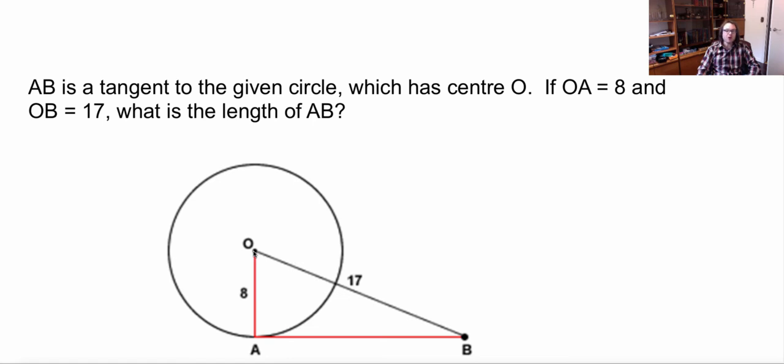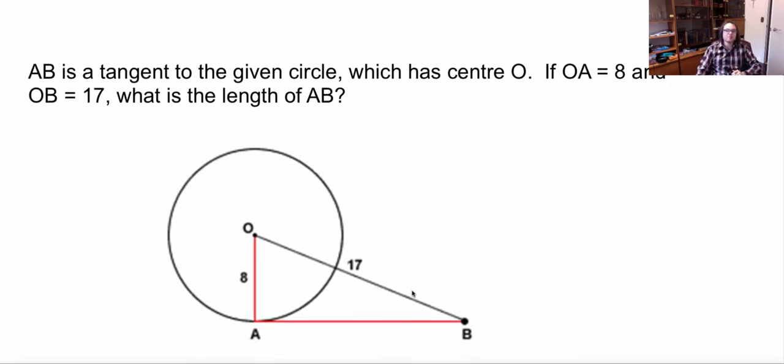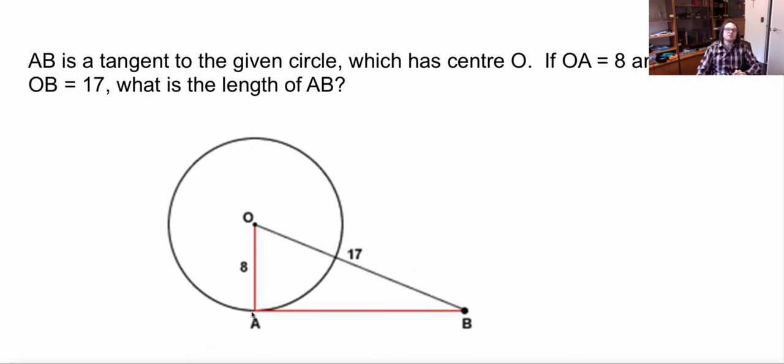Now we also know that OA is 8, and we know that OB is 17. Now, can we find the length of AB? Well, since we said that AB is tangent to the circle, that must mean OA is going to the point of tangency, because A is at a tangent point. That must mean this must be a right angle.